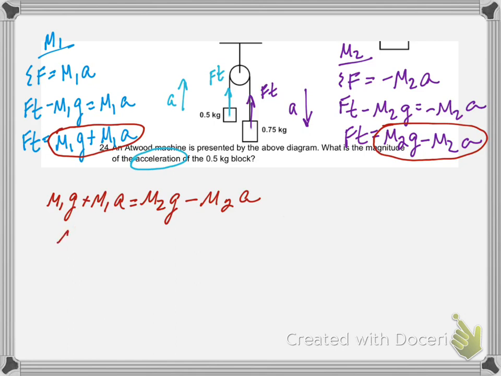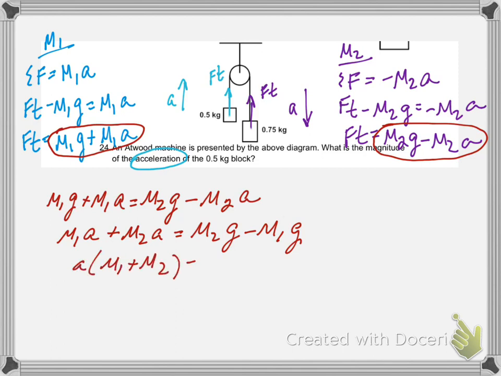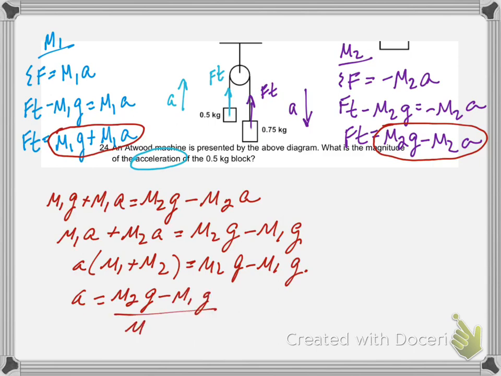on the other. So let's leave M1A on this side and add M2A to that side. Leaving M2G on the right, we can subtract M1G from that side. We can factor out the acceleration since it's common to both of these terms, and divide both sides by M1 plus M2. And now that we have acceleration all by itself, we can plug in our numbers.